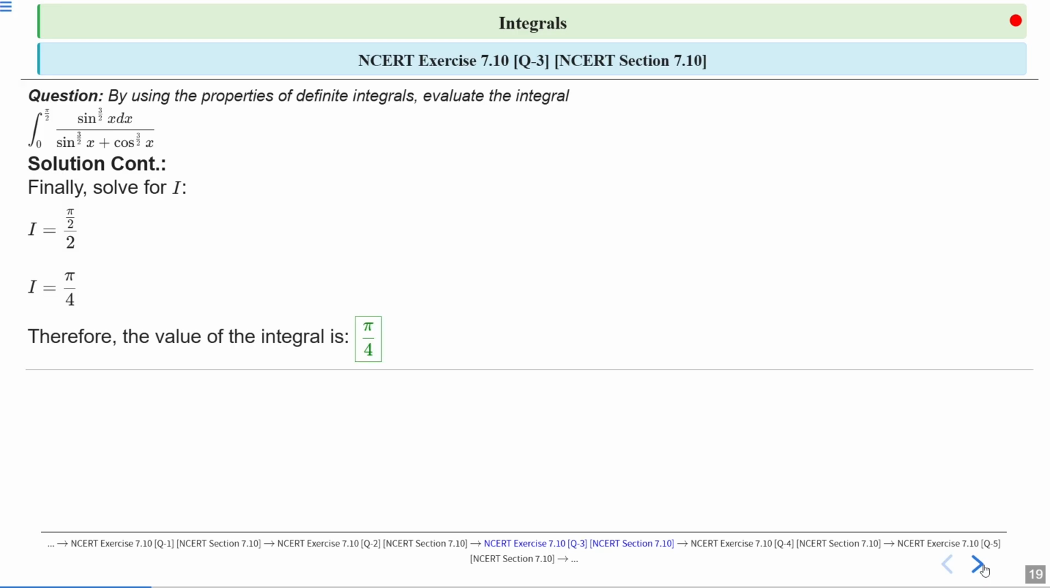So in all three questions, we apply that property, and we can see that by using the trigonometric identity, sin square plus cos square just becomes 1. And in this question, for the numerator and denominator, when we apply that property, we get two equations involving I, and when we add both equations, we are just left with the integral from 0 to pi by 2 of 1 dx. Okay.